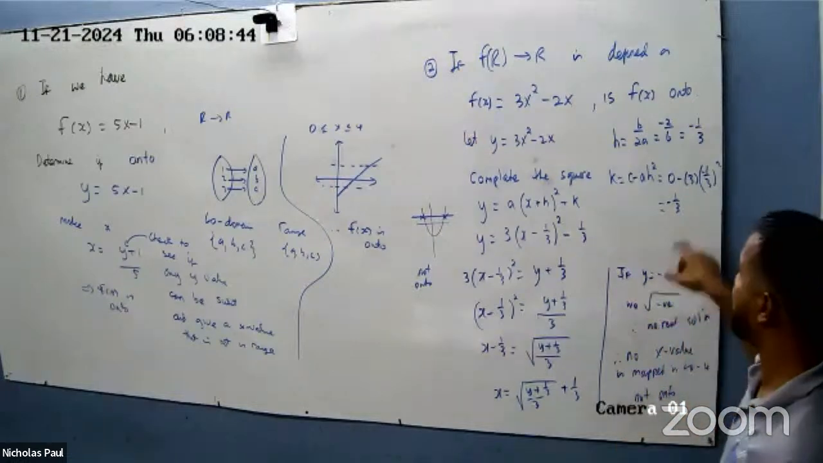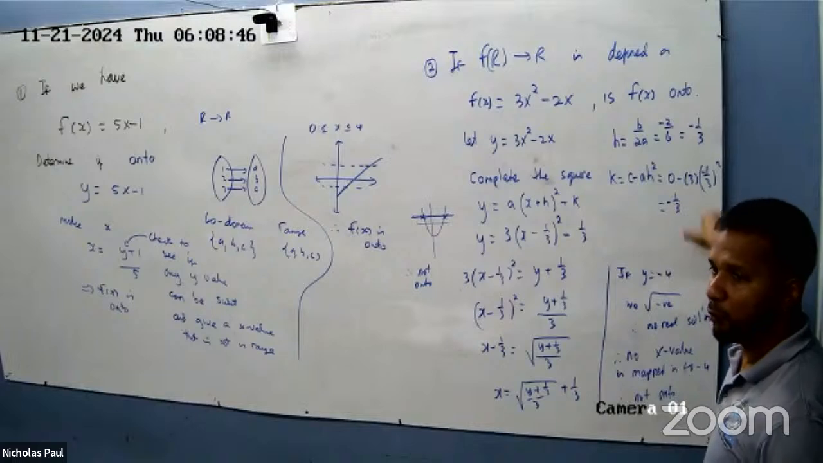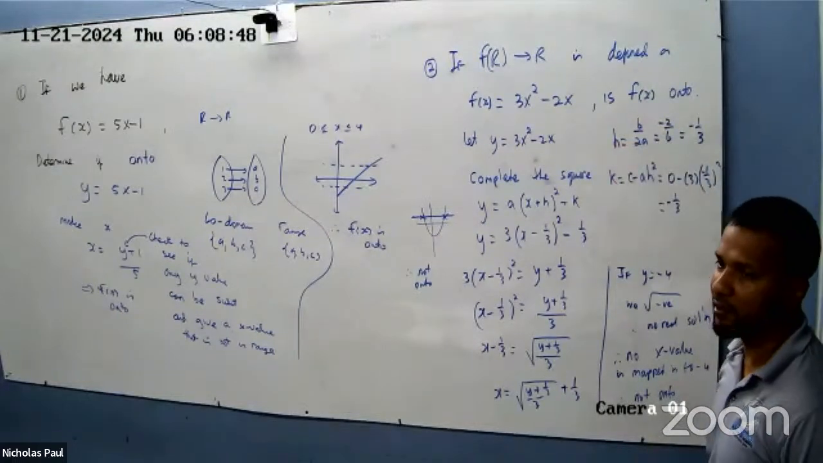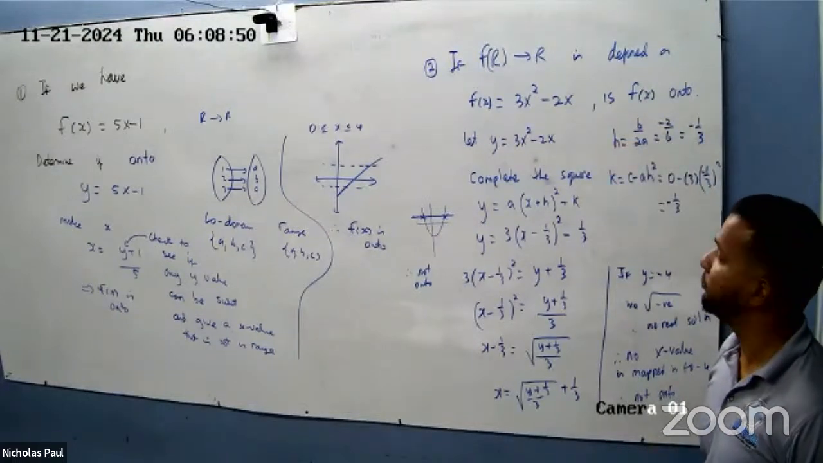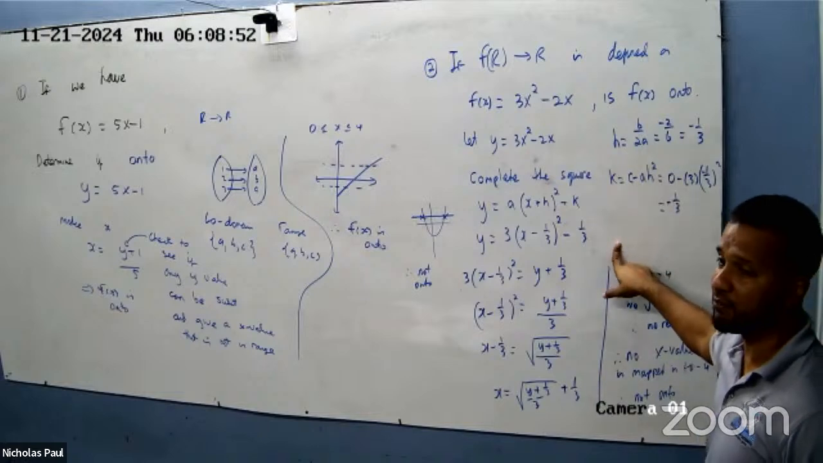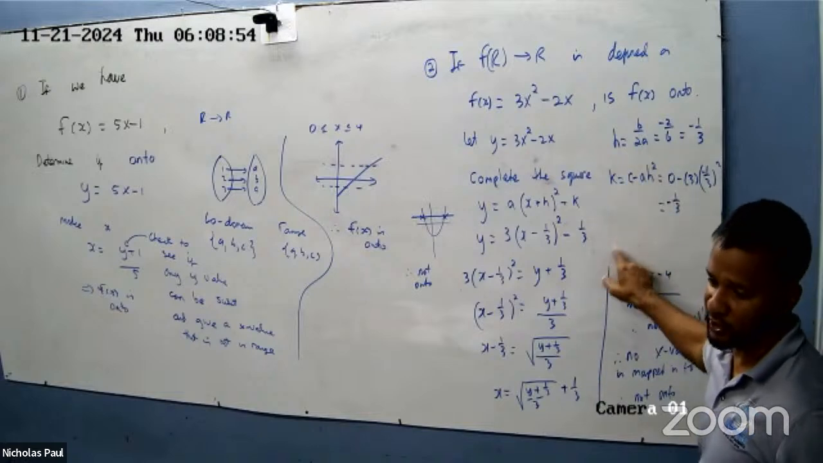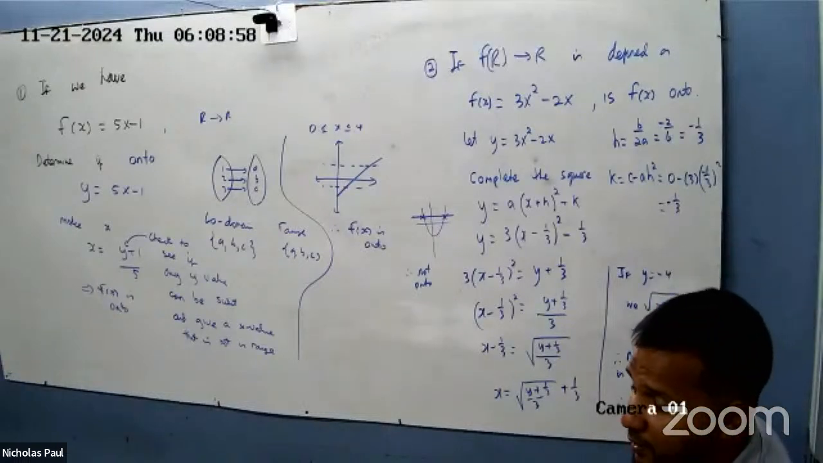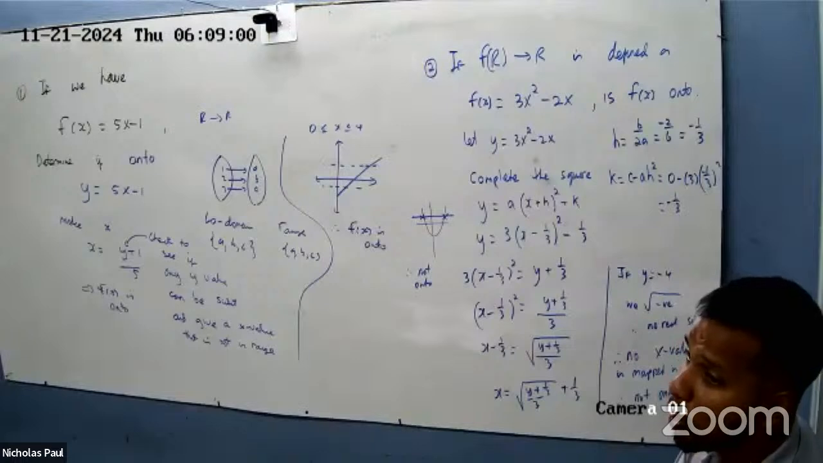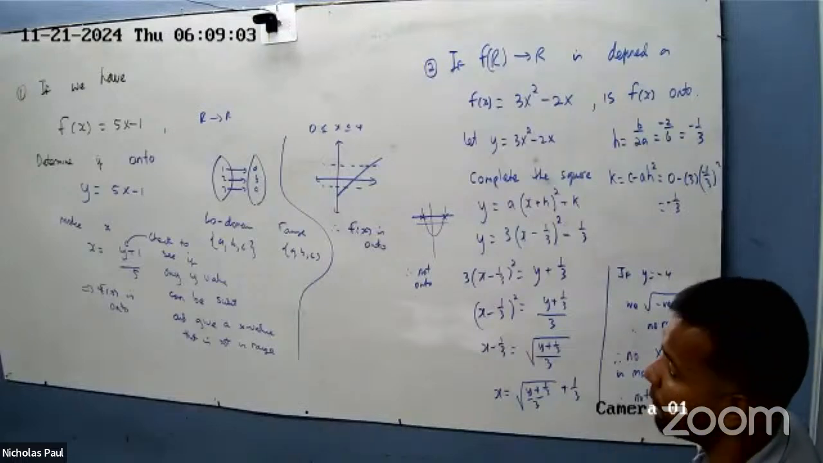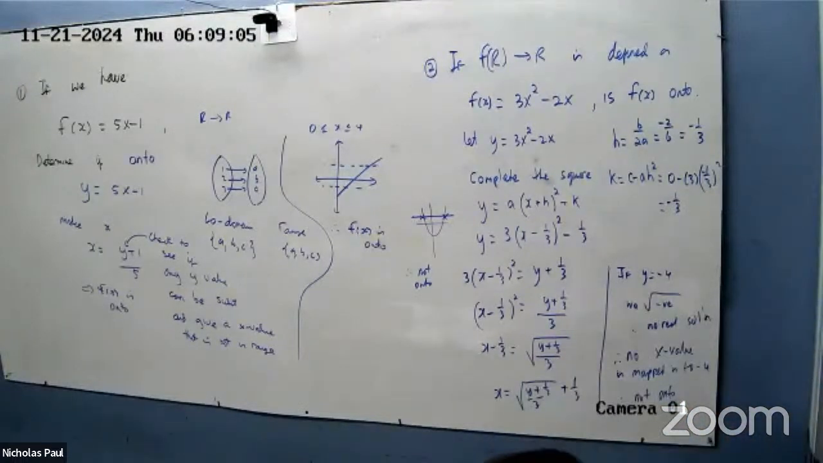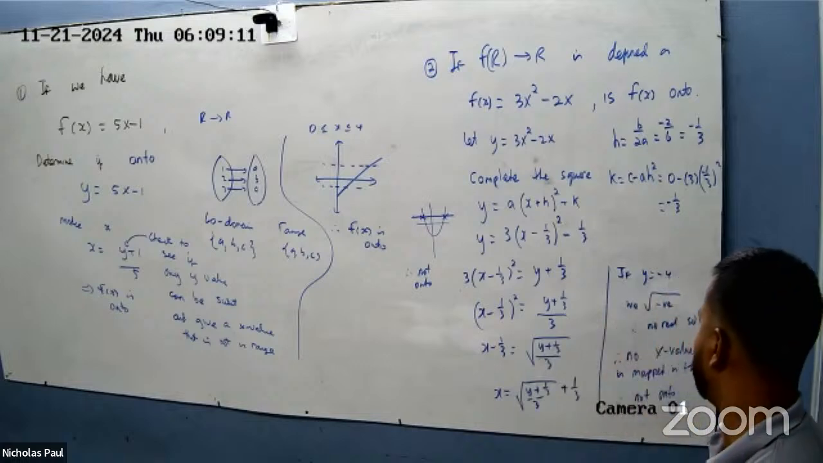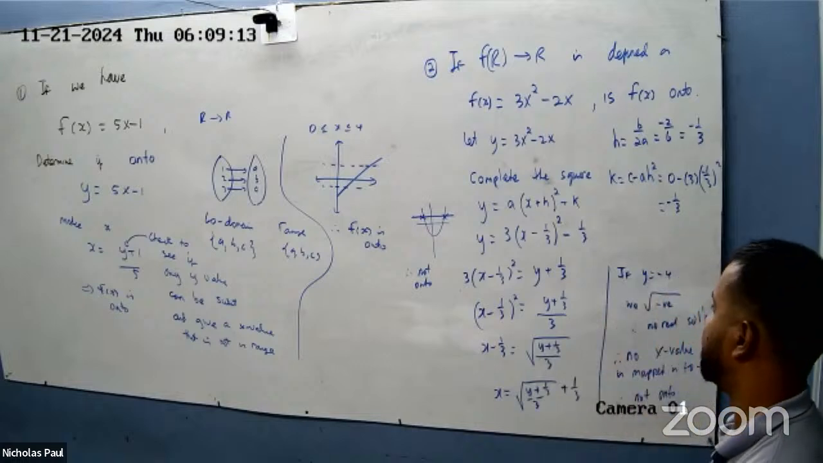So what does this mean, Selena? Will this function number 2 be bijective? Would a function like this be bijective? No, right? Because it must be onto and one-to-one, right? So a function like this will not be bijective.